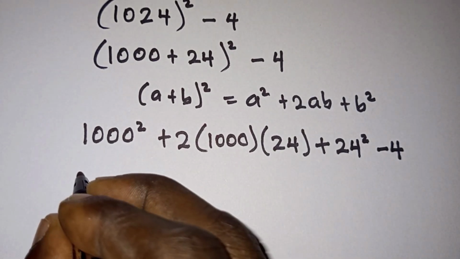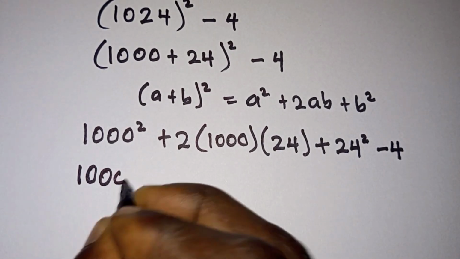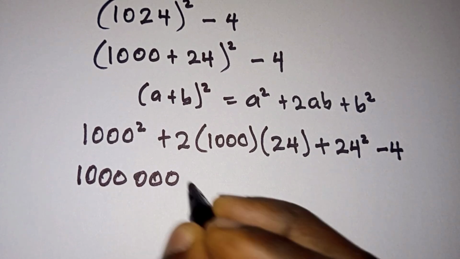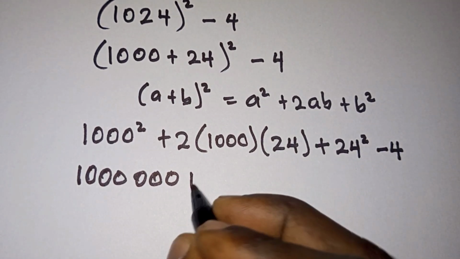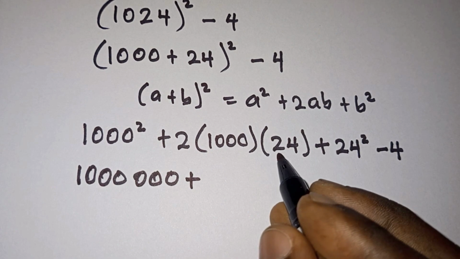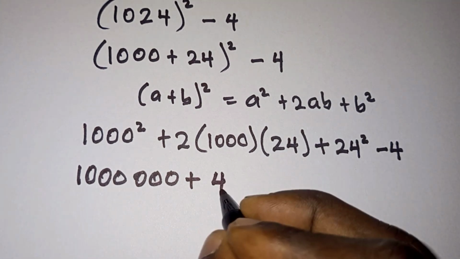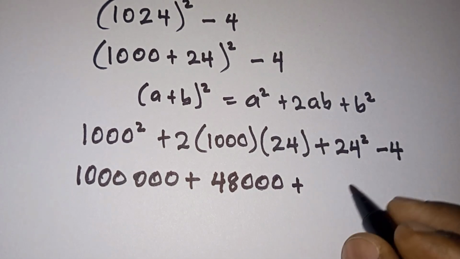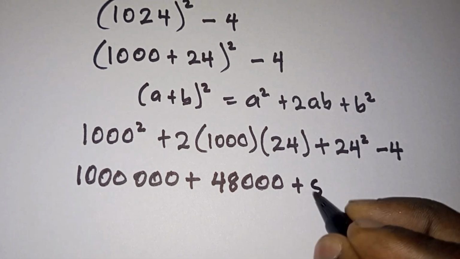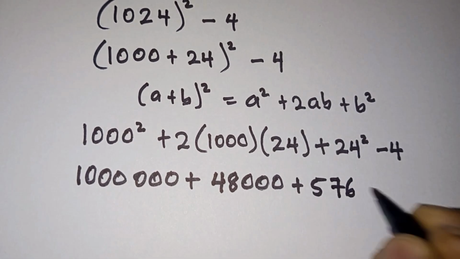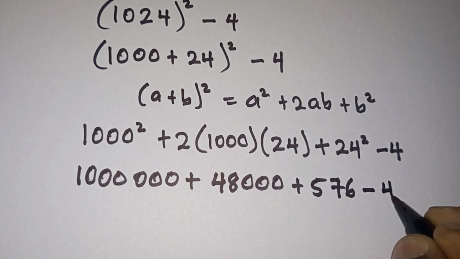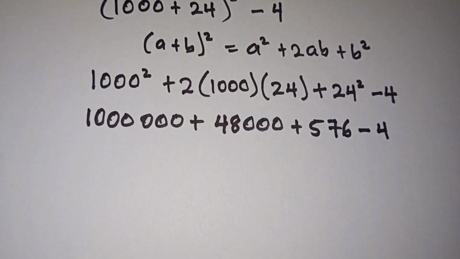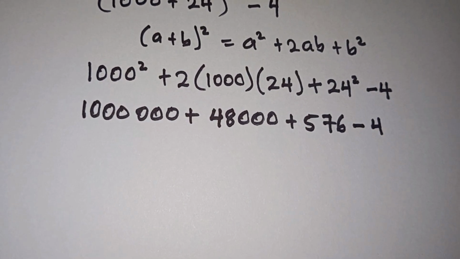1000 squared is 1 million. Then 2 times 1000, that is going to be 2000, times 24, we're going to have 48,000. Then plus 24 squared is 576, minus 4. Now from here, let's go to our basic mathematical addition.